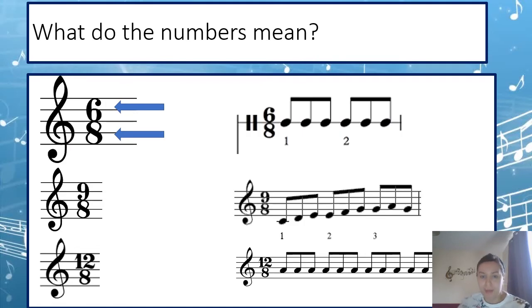Moving on to compound time. We talked about how the number at the top represents how many beats there are. So we're going to look at the time signature of 6/8. That top number is telling me 6, so I'm going to have 6 beats in the bar. However, the 8 represents a quaver. So this time I'm going to have 6 quavers in a bar.